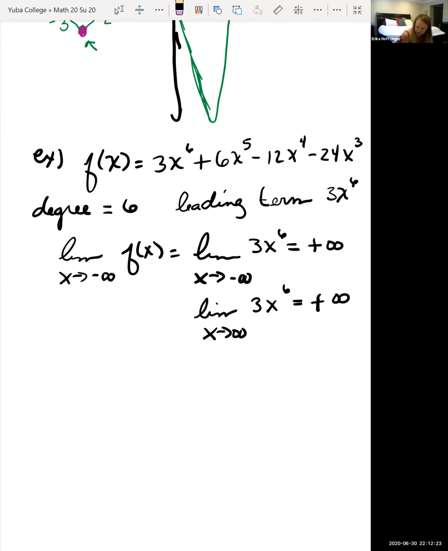So Y-intercept, that one's easy when it's in this form. This is when x is equal to 0. So f of 0, all terms have x in it. So when we plug in 0 for x, that's going to go to 0.